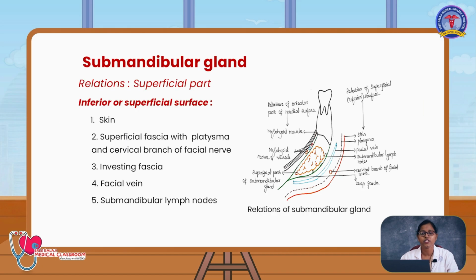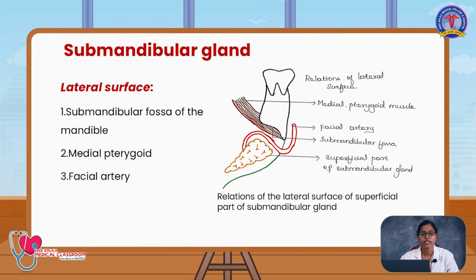Next is the relations of the superficial part of submandibular salivary gland. So I'll start with the inferior or the superficial surface. It is related to skin, superficial fascia with the platysma and the cervical branch of facial nerve, investing fascia, facial vein and the submandibular group of lymph nodes. Next is the lateral surface. It is related to submandibular fossa of mandible, medial pterygoid muscle and the facial artery.